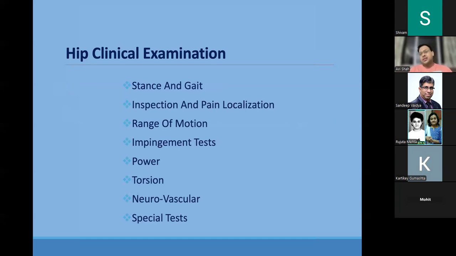So by and large, in any hip examination, these are the things that we want to see. You want to see the stance, the gait, your inspection, your palpation, localizing your pain, the range of motion, any impingement or special tests. You want to see the neurovascular status, so that is your power. You want to see the version, and there are certain special tests. So this by and large covers all the layers that we spoke about before.